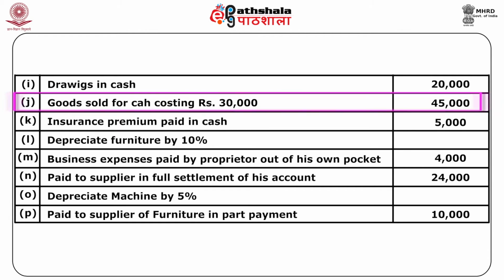for rupees 45,000, insurance premium paid in cash rupees 5,000, depreciate furniture by 10%, business expenses paid by proprietor out of his own pocket of 4,000, paid to supplier in full settlement of his account of 24,000, depreciate machine by 5% and paid to supplier of furniture in part payment of rupees 10,000.